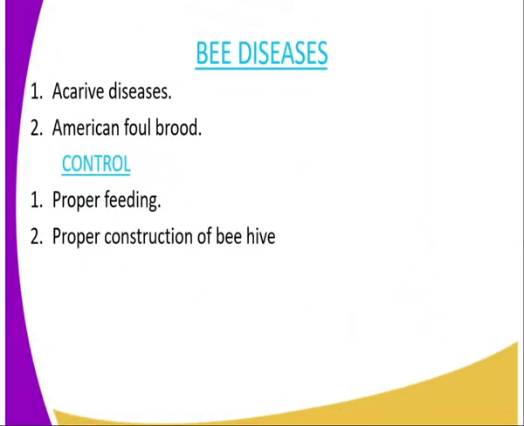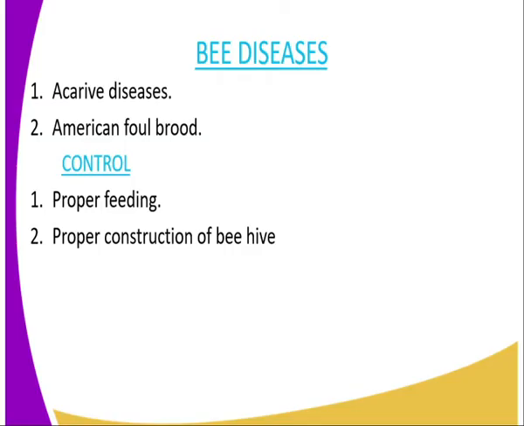Then we have the bee diseases. There are several diseases that normally affect the bees in the process of bee rearing, and the first one is referred to as acarine disease, and the second one is American foul brood. And how do we control these diseases? These diseases are supposed to be controlled, one, by properly feeding your bees, and therefore you are supposed to provide an extra kind of feed so that the bees will be healthy and therefore energetic to fight the diseases.